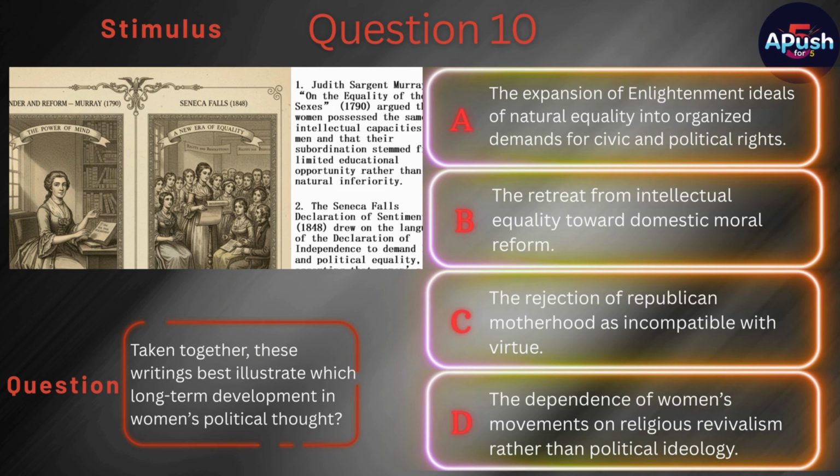A. The expansion of Enlightenment ideals of natural equality into organized demands for civic and political rights. B. The retreat from intellectual equality toward domestic moral reform. C. The rejection of Republican motherhood as incompatible with virtue. D. The dependence of women's movements on religious revivalism rather than political ideology.